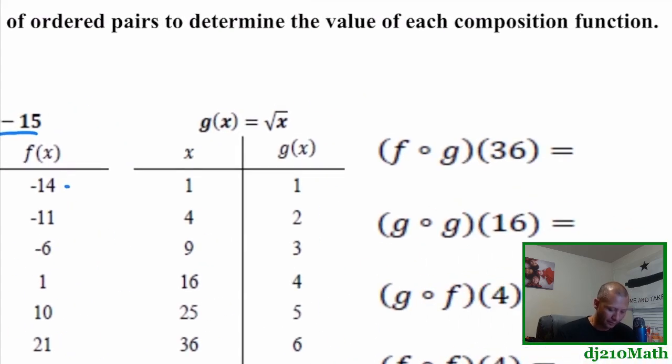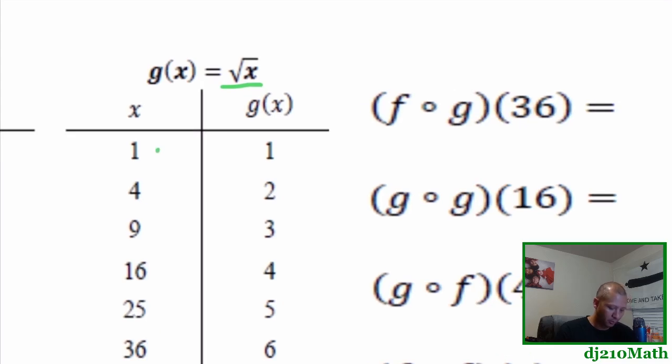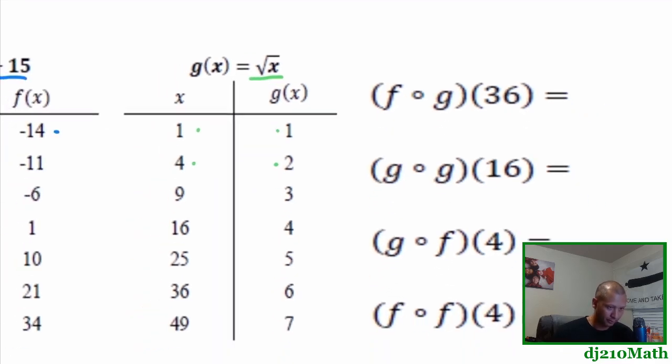All right, we also have a second table. g of x is equal to the square root of x. So a completely different function. So when x is 1, square root of 1 is 1. When x is 4, square root of 4 is 2. And the list goes on.